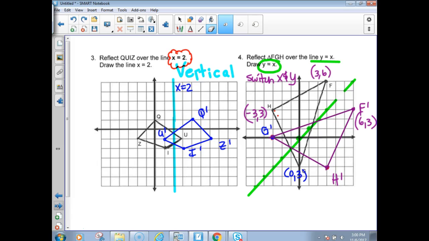Okay? So you're going to have the rule in your list. Just switch X and Y. And we've written it in our own words also.